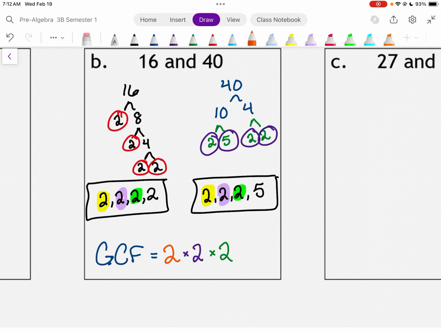So they had 3 2s in both of these lists. So that means we're going to have 3 2s multiplied together for our GCF. And that is going to equal 2 times 2 is 4. 4 times 2 is 8. So our GCF of 16 and 40 equals 8.